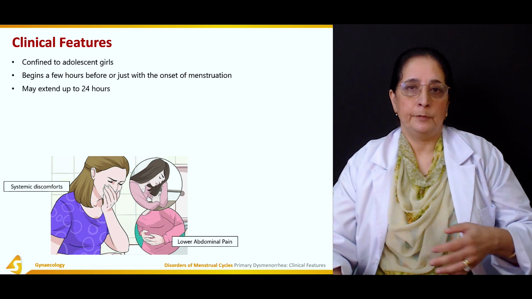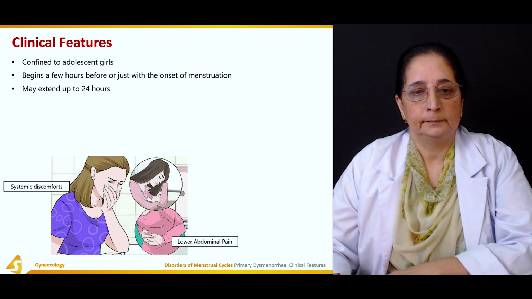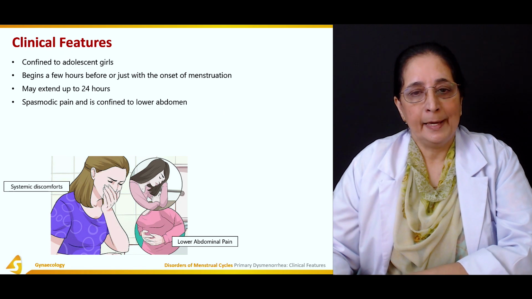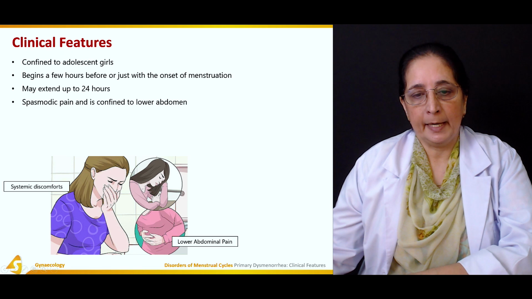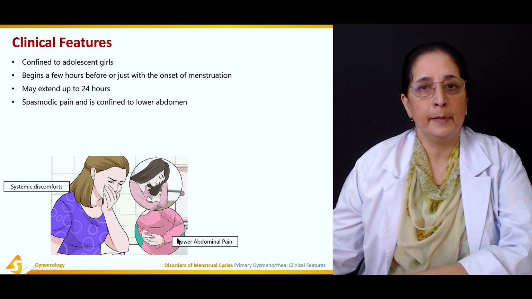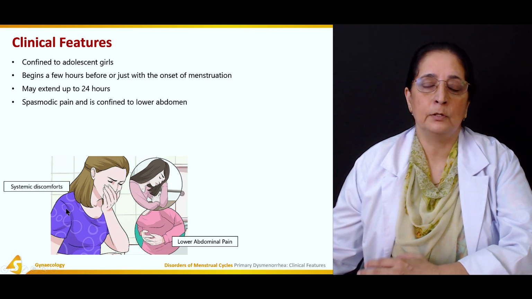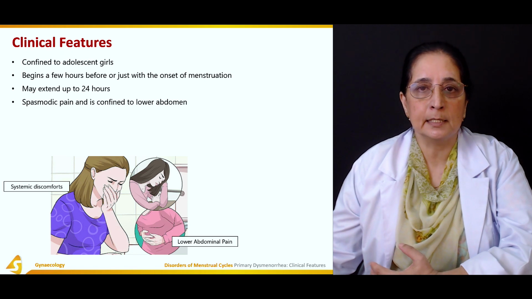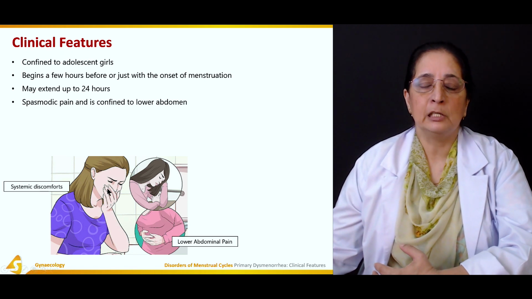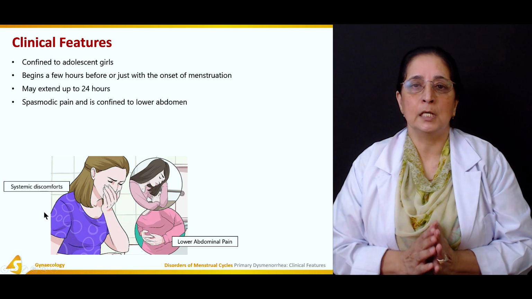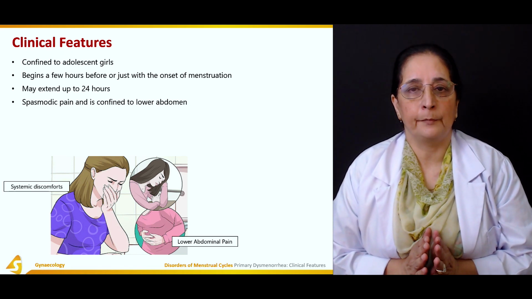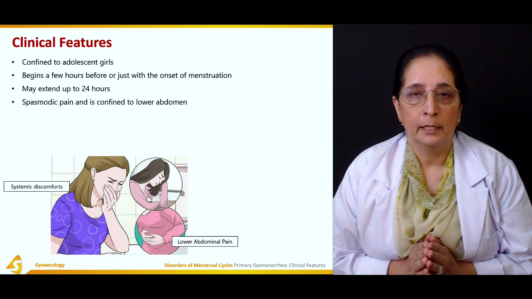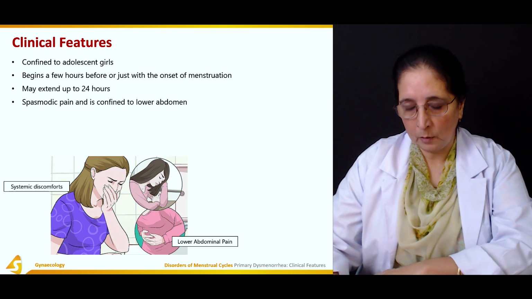It may extend up to 24 hours. Spasmodic pain that is confined to the lower abdomen. Usually the pain is lower abdominal pain, and some patients also have systemic discomfort with this, which usually includes nausea and vomiting. A lot of patients with primary dysmenorrhea present with nausea and vomiting.